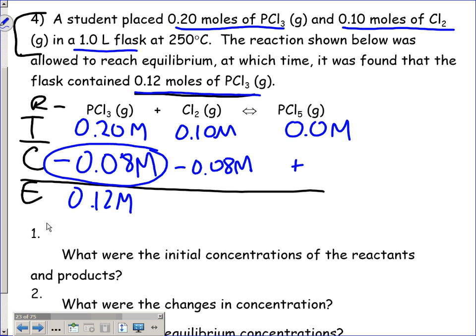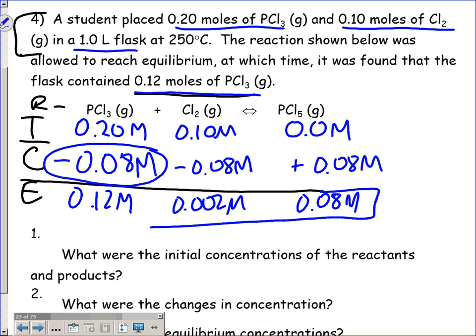Does this look very similar to a BDA table? Right? So 0.08 molar is formed here. So at equilibrium, once the equilibrium point has been met, I have 0.12 of this, I have 0.02 molar of this, and I have 0.08 of this because I have 0 plus that, right? So these are now the equilibrium values.